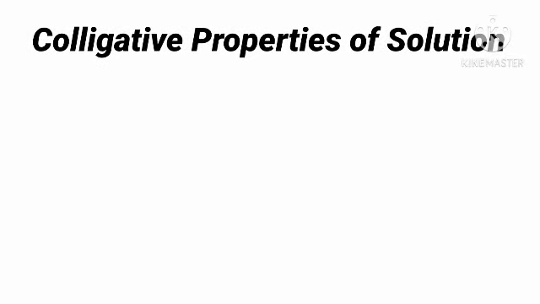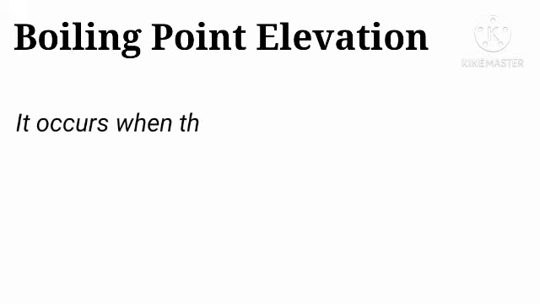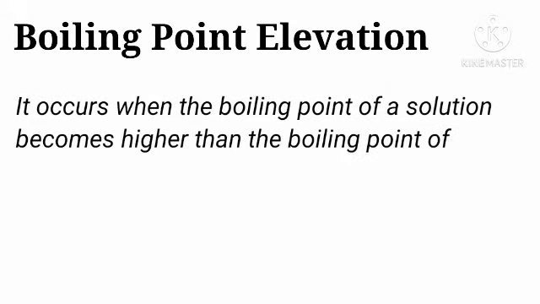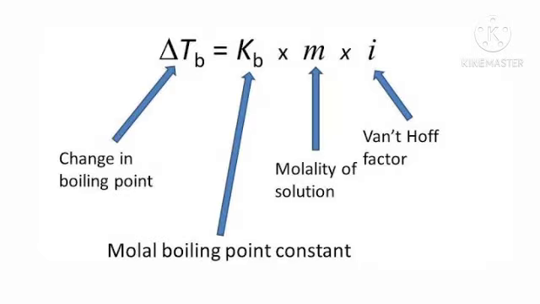There are many colligative properties of solution. One of them is boiling point elevation. Boiling point elevation occurs when the boiling point of a solution becomes higher than the boiling point of a pure solvent. This is the formula for boiling point elevation. Delta T is the change in boiling point, K sub B is the boiling point constant, small letter m is the molality, and i is the van 't Hoff factor. Let's have a problem to solve regarding this topic.